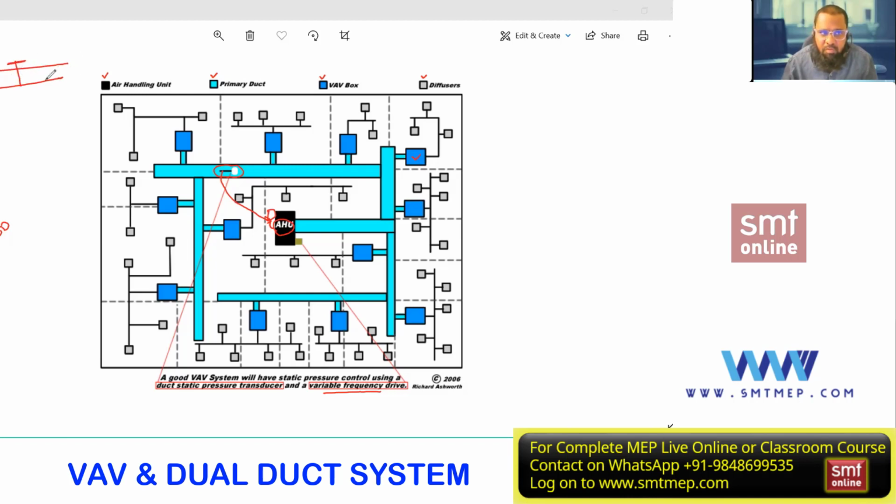Suppose the water is flowing. With the valve, we can adjust the flow. We can modulate the flow. So here the VAV box modulates the flow of air. How exactly does the VAV box work? I'll show you. So this is the third difference.